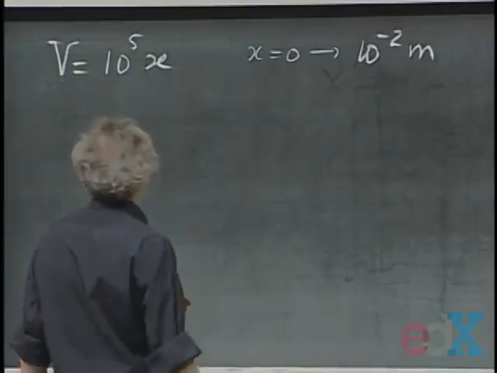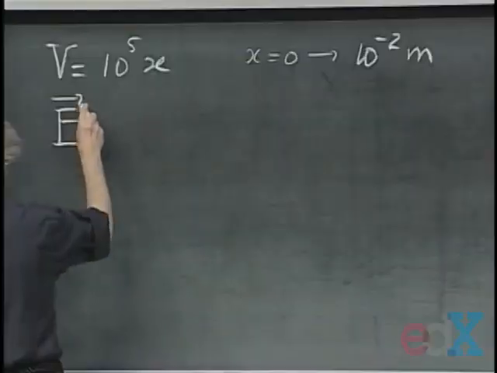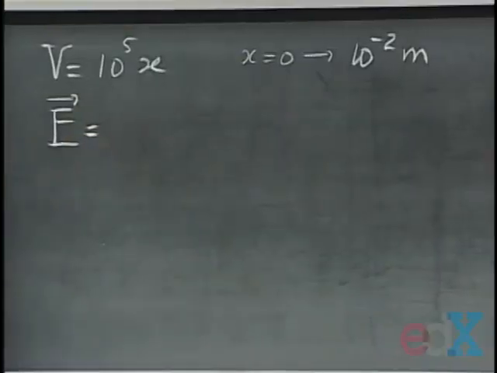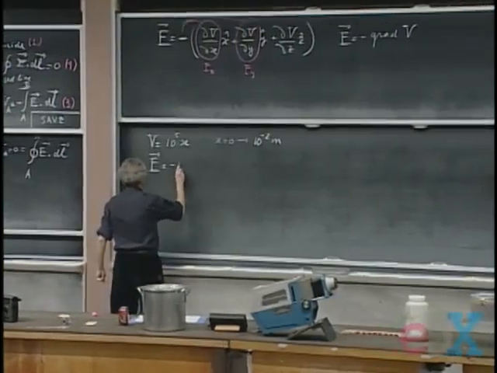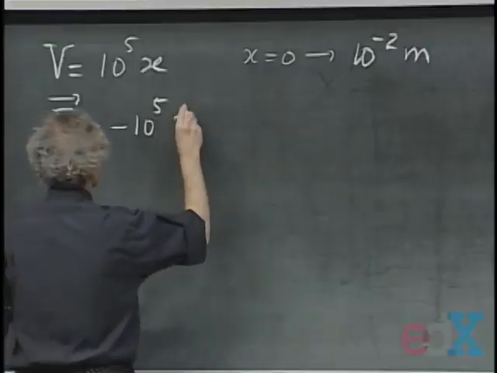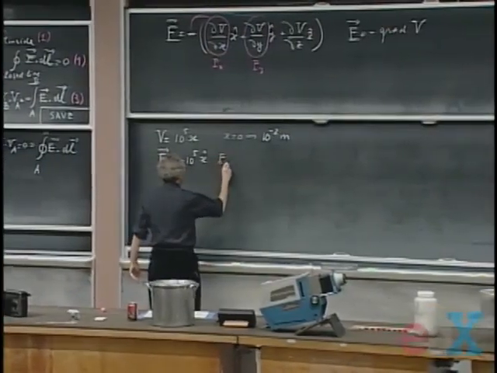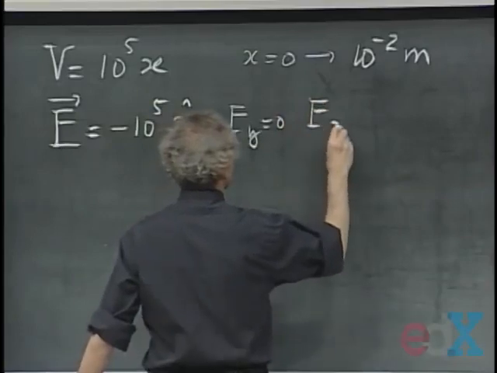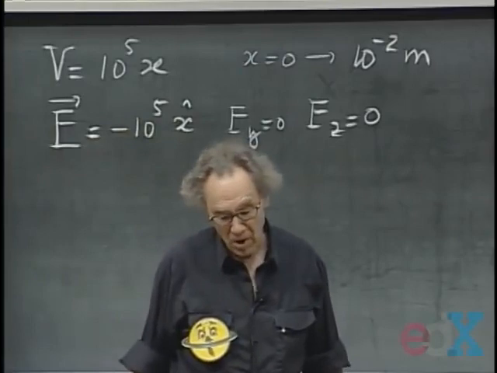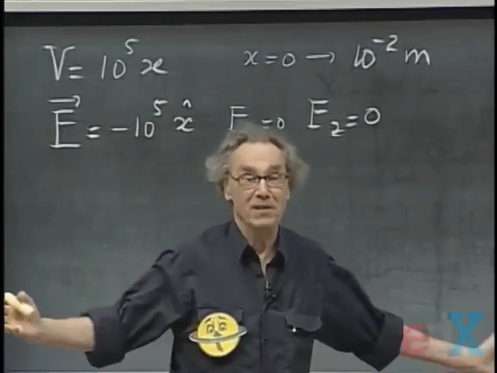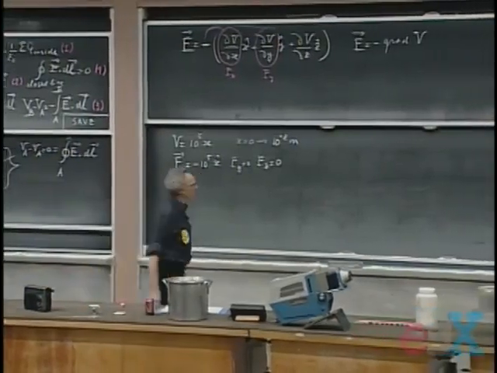Well, for the electric field, I go back to my description there. There's only a component in the x direction, so the first derivative becomes minus 10 to the fifth times x roof, and the others are 0. So Ey is 0, and Ez is 0. So you may say, well, nice mathematics, but we don't see any physics. This is more physical than you think.